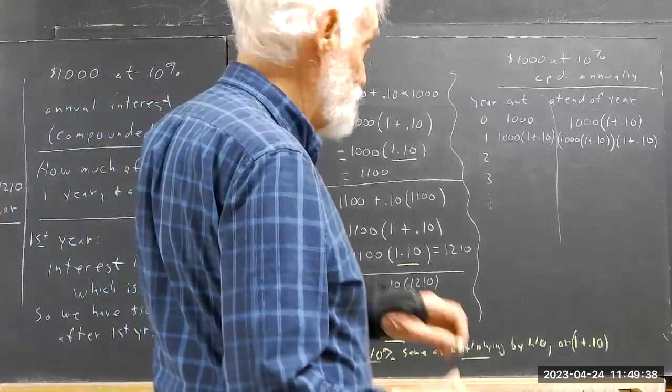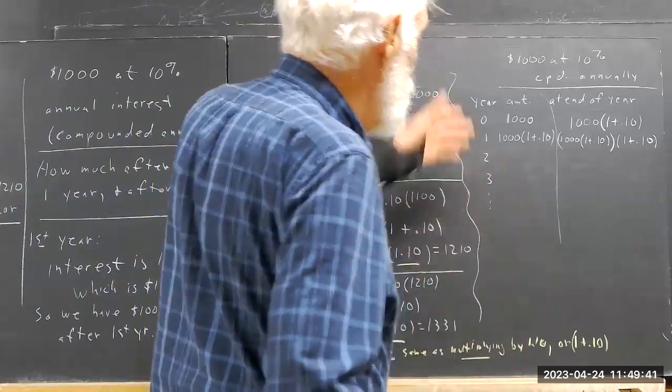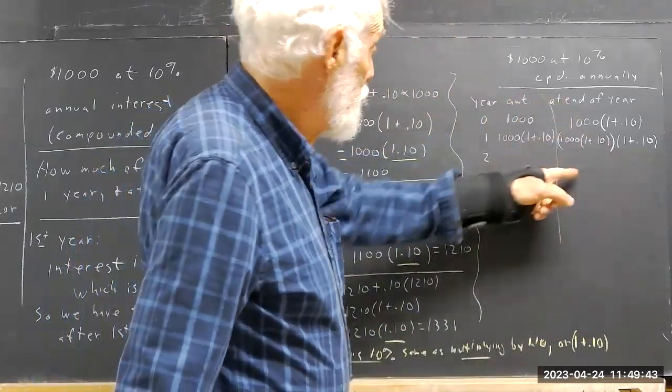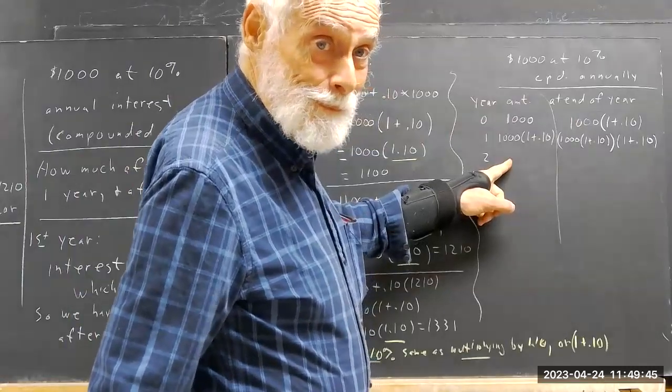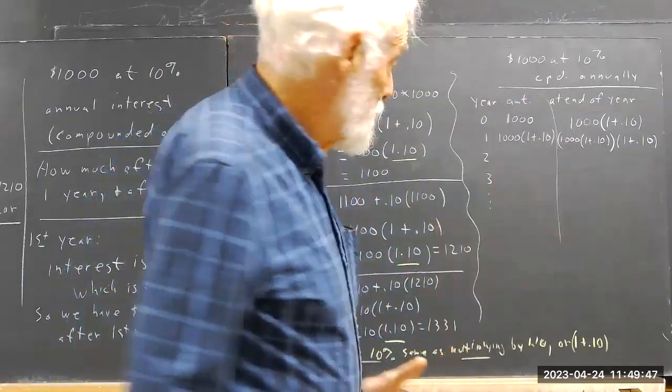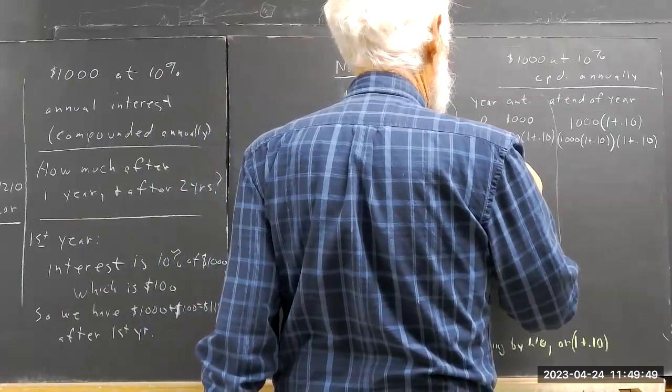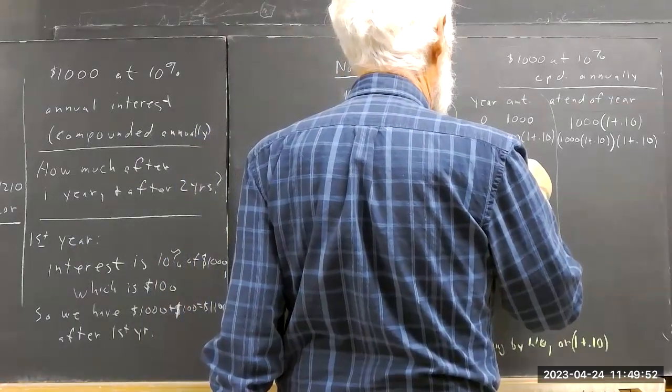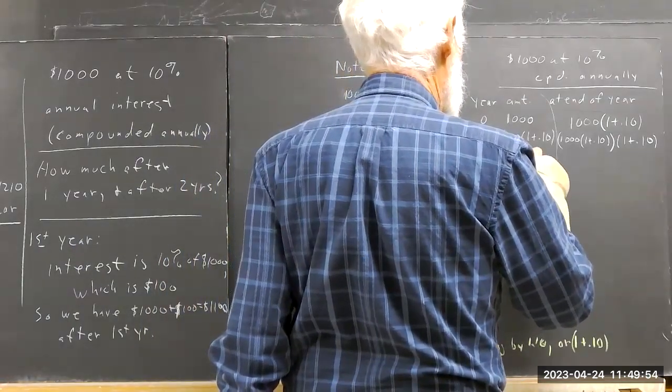All right, well, that was good. We got a good expression for what we have in the second year. Now, there's a problem with this because what we got has to be written pretty small because it's getting pretty long.